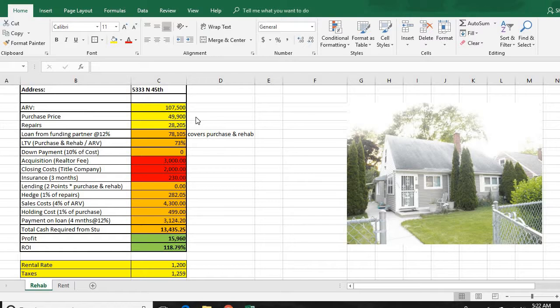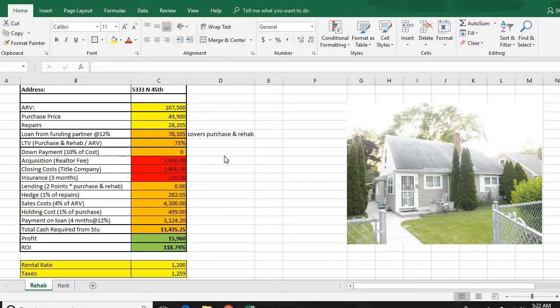and then we take the purchase price, which we got under contract for $49,900, and then we get all the repairs, and we have our contractor walk the property prior to us getting it under contract to get an estimate of repairs. They do a full statement of work for us, and we get an actual number here for statement of repairs there. So $28,205. So we combine this $49,900 and $28,205 to get our full price there, $78,105.